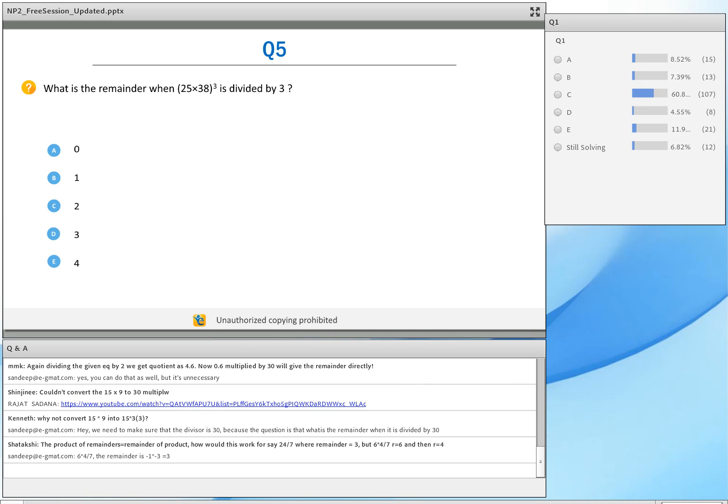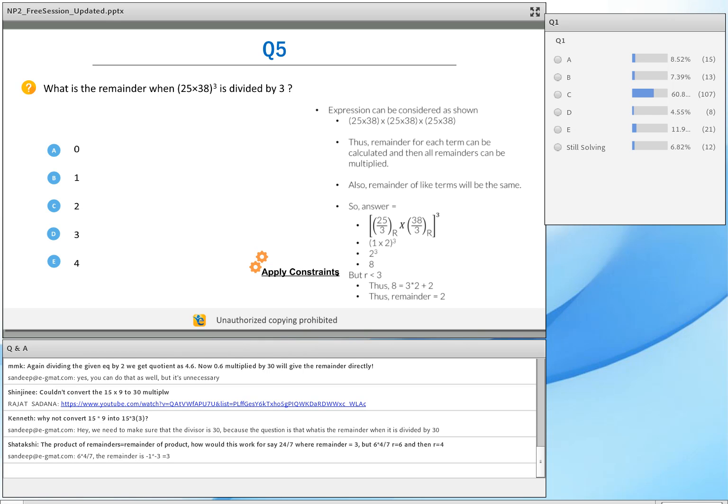This is a 700 level question. And I can really see the progress over here, especially compared to the prior question. So when you think about this, you're given this expression, 25 multiplied by 38 and a cube of this. It looks scary and you have to figure out the remainder when it's divided by 3. You can consider this expression to be a product of 25 times 8 multiplied by 25 times 8 multiplied by 25 times 8. So essentially it's a product of three numbers like this.